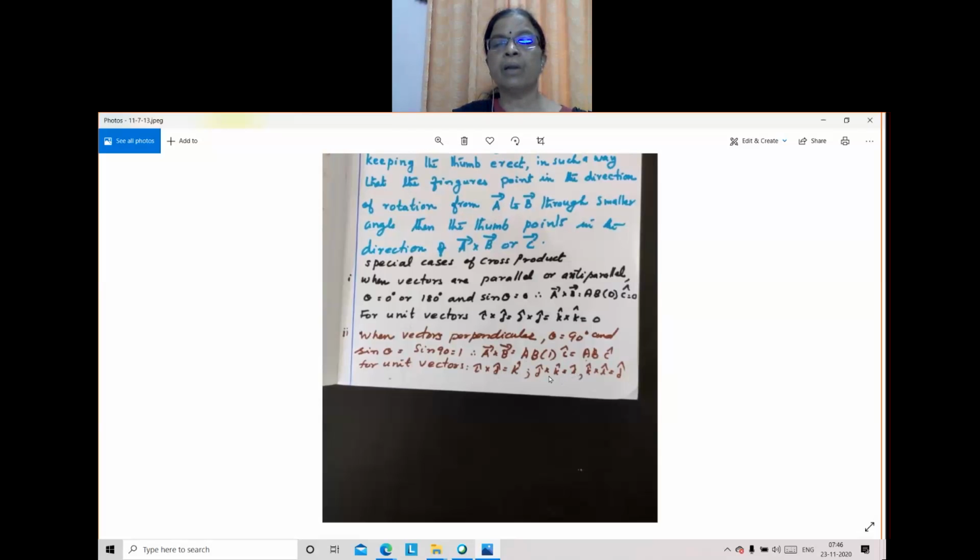അതുപോലെ J cross K വരുമ്പോൾ 1 into അതിന് പെർപെൻഡിക്കുലർ ആയിട്ട് ജെക്കും കെക്കും പെർപെൻഡിക്കുലർ ഏതാ വരുന്നത്? I. K cross I, അതിന് രണ്ടിനും പെർപെൻഡിക്കുലർ ആയിട്ടുള്ളത് ഏതാ? ജെ. അപ്പോൾ I J K എന്ന് എടുത്തു കഴിഞ്ഞാൽ I cross J K ആയിരിക്കും, J cross K I, K cross I J. ഇതിന് J cross I എടുത്താൽ നേരെ തിരിയും, മൈനസ് K എന്നാവും. അതുപോലെ K cross J മൈനസ് I, I cross K മൈനസ് J എന്നാവും. നേരെ ഓപ്പോസിറ്റ് ആണ്.